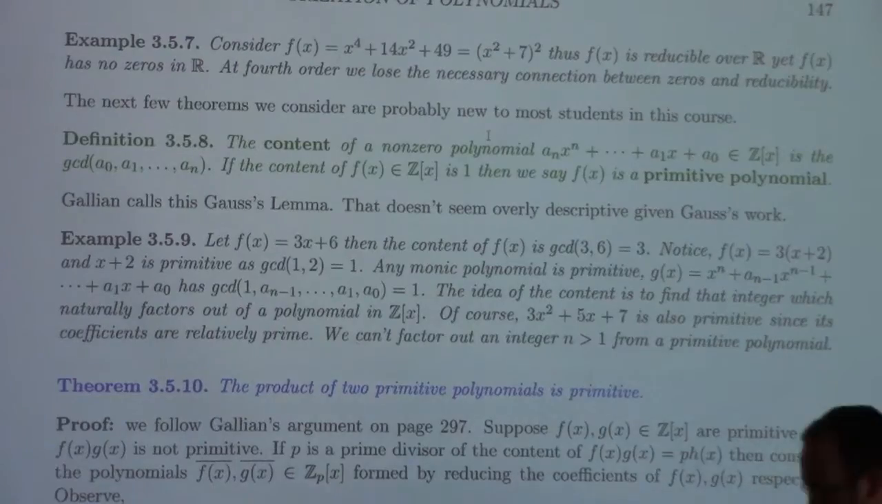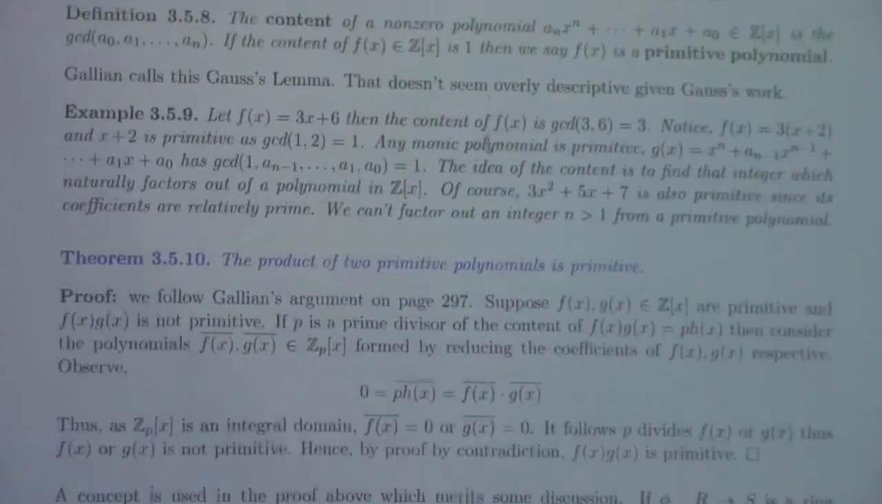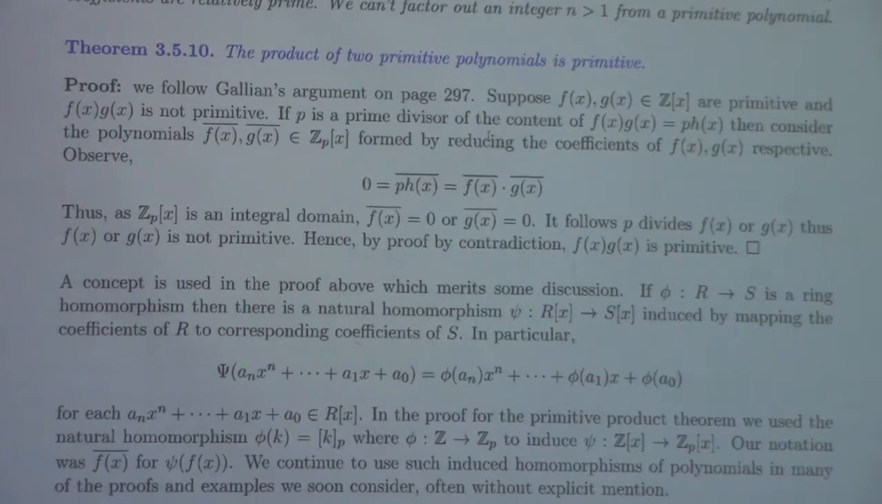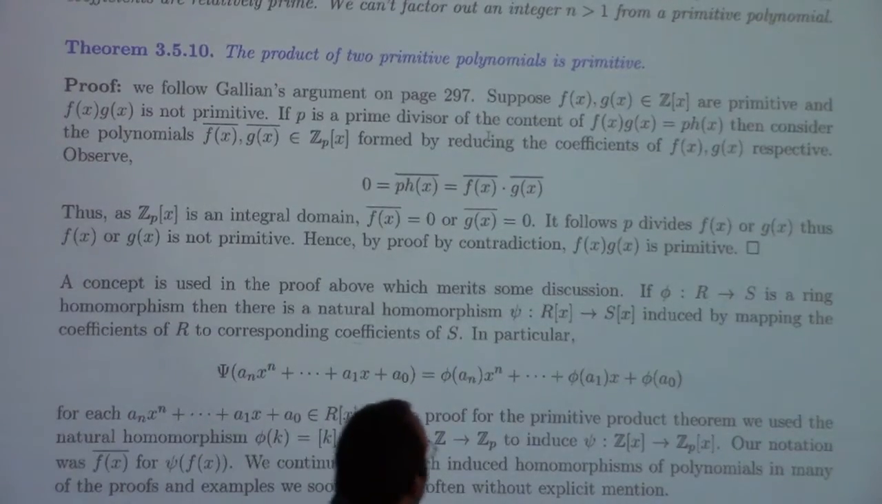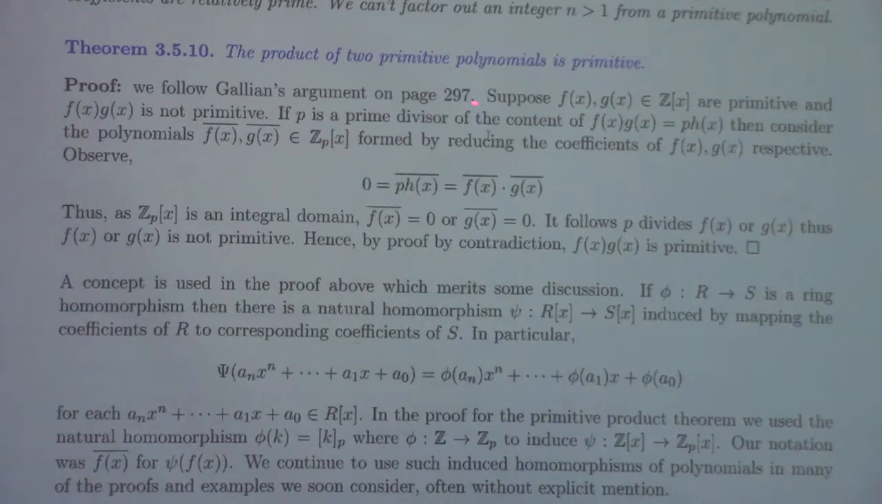So one of the theorems that I didn't prove last time but I mentioned was that the product of primitive polynomials is primitive. Here's the proof of that. If you have g of x and f of x that are primitive, then towards a contradiction, suppose their product is not primitive. Then there is a prime p dividing the product. In other words, if it's not primitive, that exists. Then you can consider the reduction of these polynomials mod p.